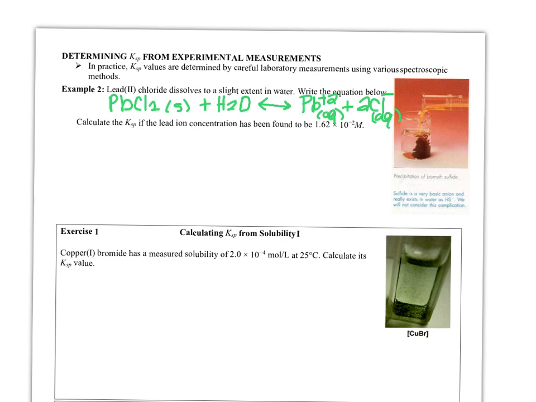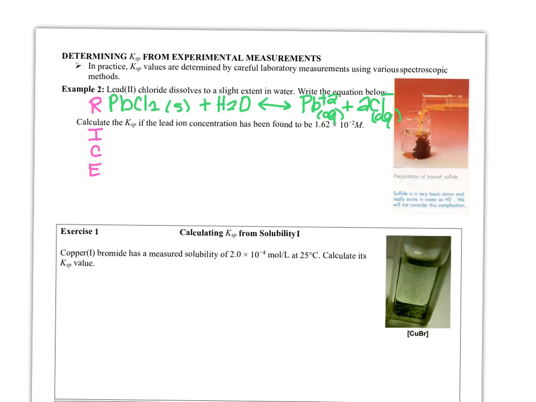So then it says, calculate the Ksp if the lead ion concentration has been found to be 1.62 times 10 to the negative 2 molar. Okay, so this is where I really like to use the RICE tables because I think it's important for you to get used to these and to see them more often. So RICE, obviously the R is the reaction, the I, the C, and the E. Okay. I is your initial.